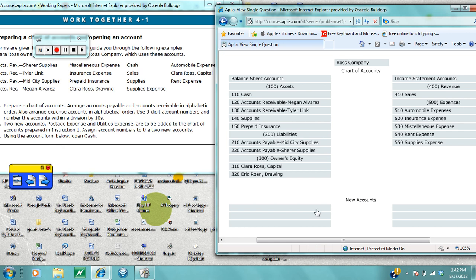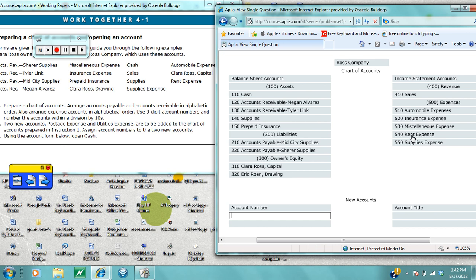Okay, then underneath new accounts, we have the account number. And over here is the account title. Then over here, you put the number of the account. And it tells you in your directions that you're adding two new accounts, postage expense and utility expense. Looking here, those two are expense accounts. L, M, N, O, P, M, N, O, P, Q, R.